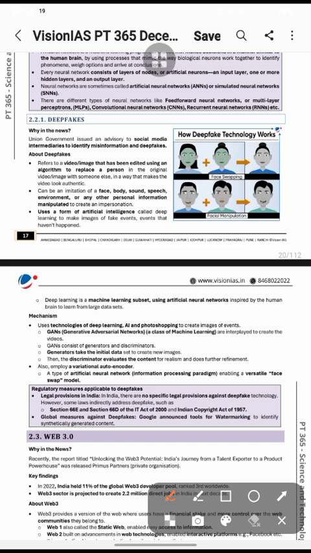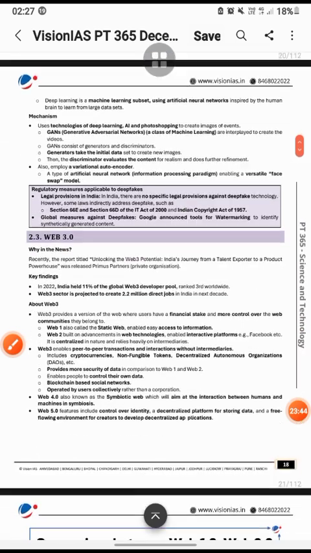The versatile fake swap model. Legal provision of India: no special legal provision, but there was a copyright section, and sections 66A, E and D. Global measures also included watermarking.